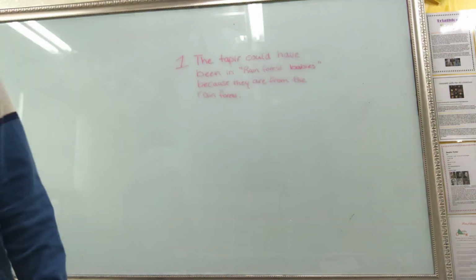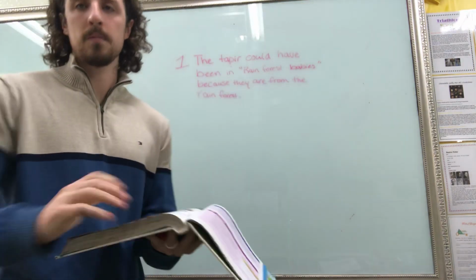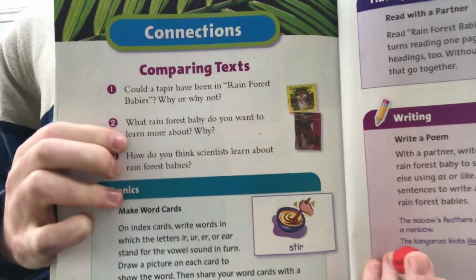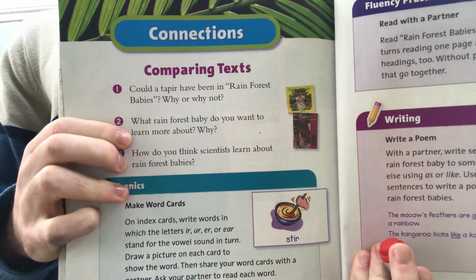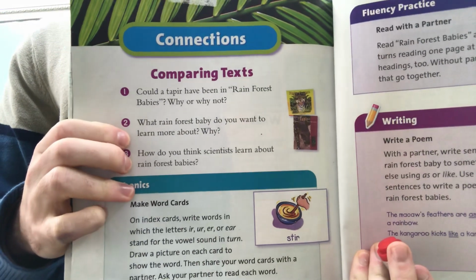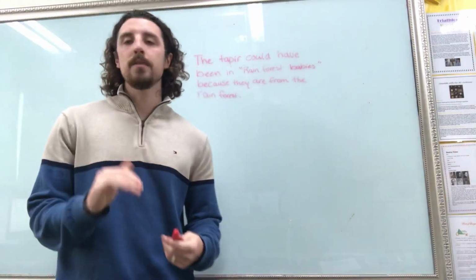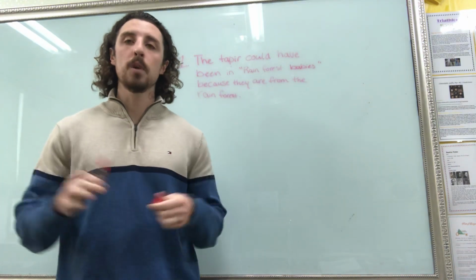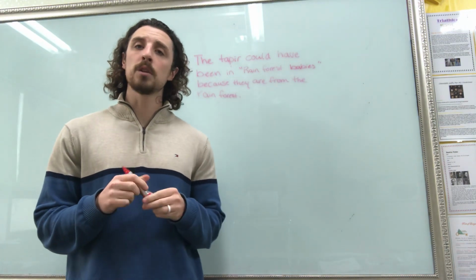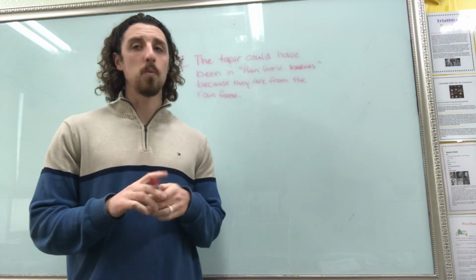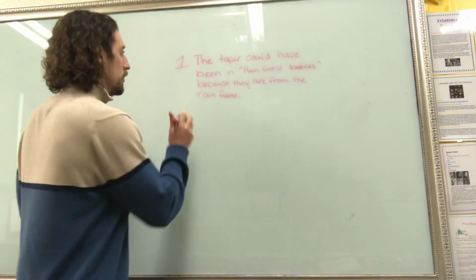Now, if you look at number 2, what rainforest baby do you want to learn more about? Why? So this one is kind of on your own, all right? You have to tell me which rainforest animal you want to learn more about. And you have to tell me why. Give me one reason why.